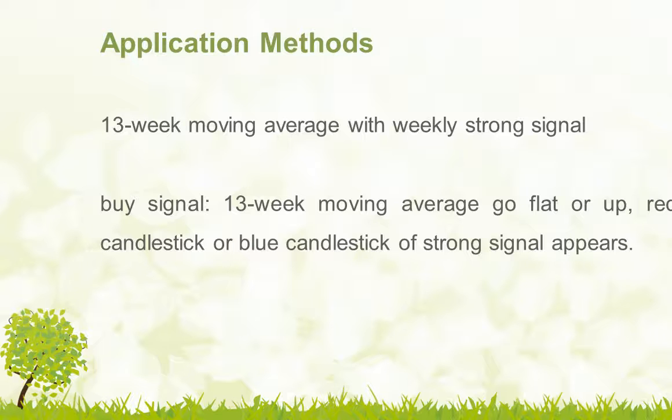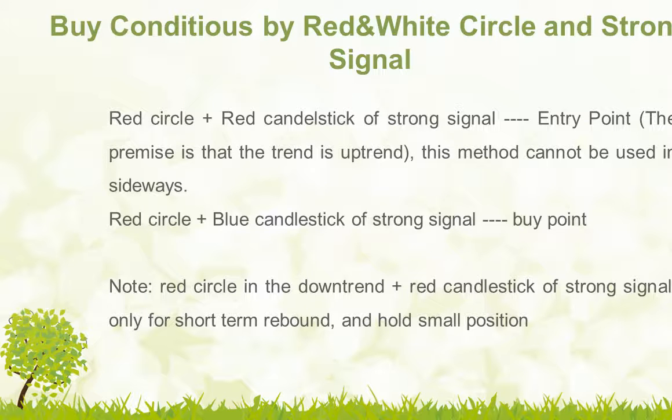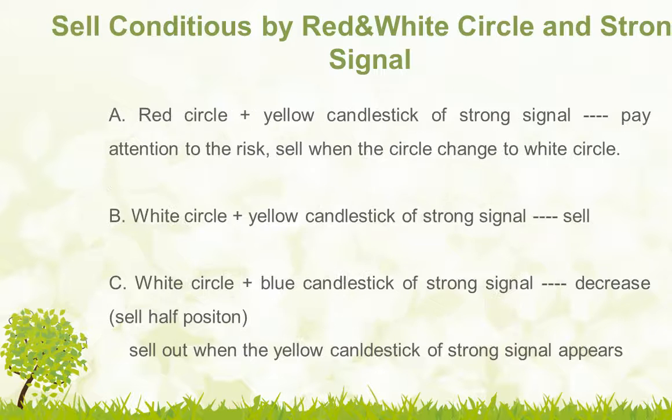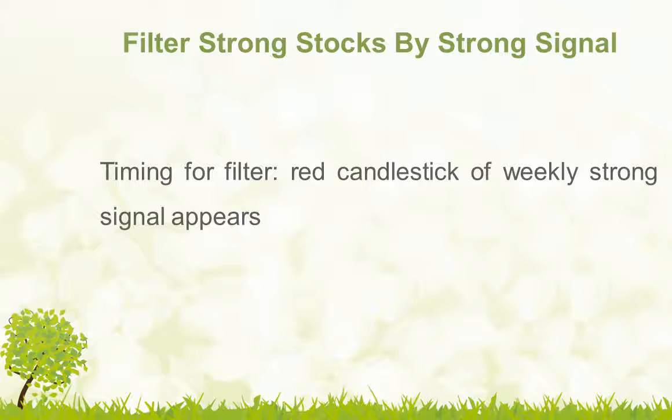Okay. So if you see the 30 moving average go flat or up, and a red candlestick or blue candlestick of strong signal appears, it is good. Okay. So this is the method. You also can use it in the daily chart. You can check the accuracy. Then how to combine? This is the combination. How to combine the red circle and the strong signal. Okay. So this is the method.